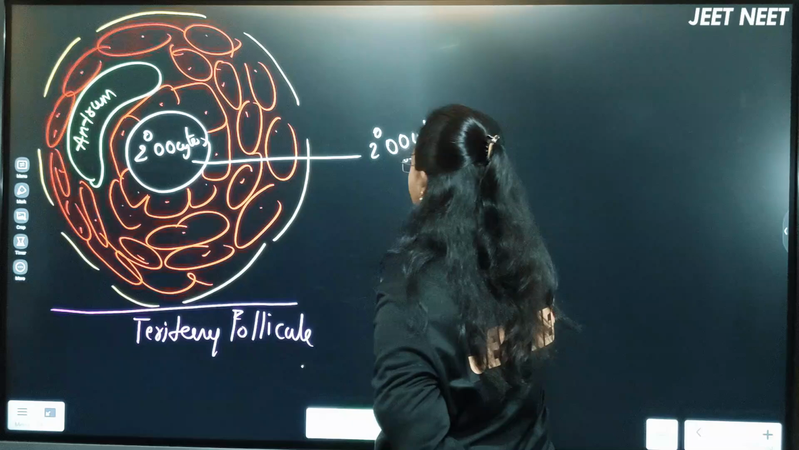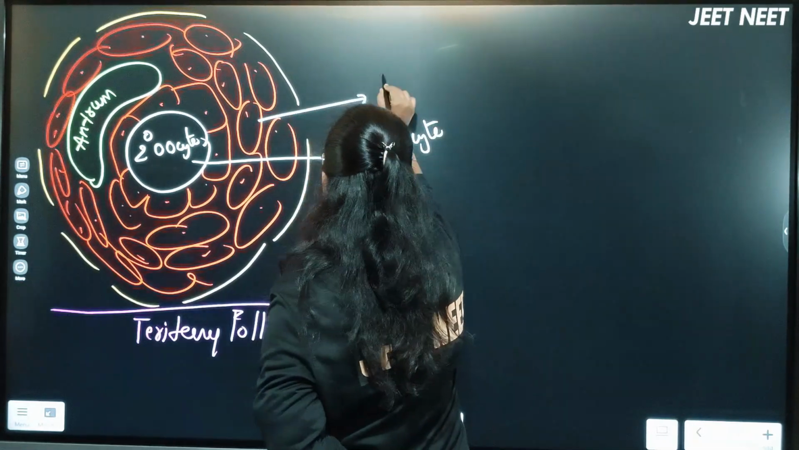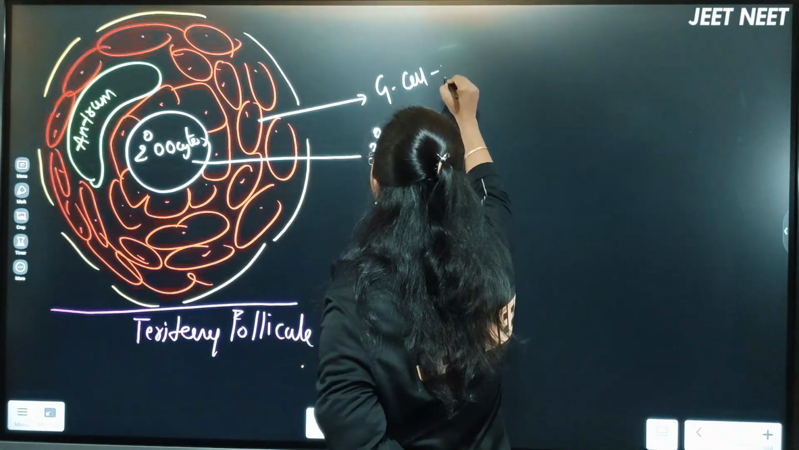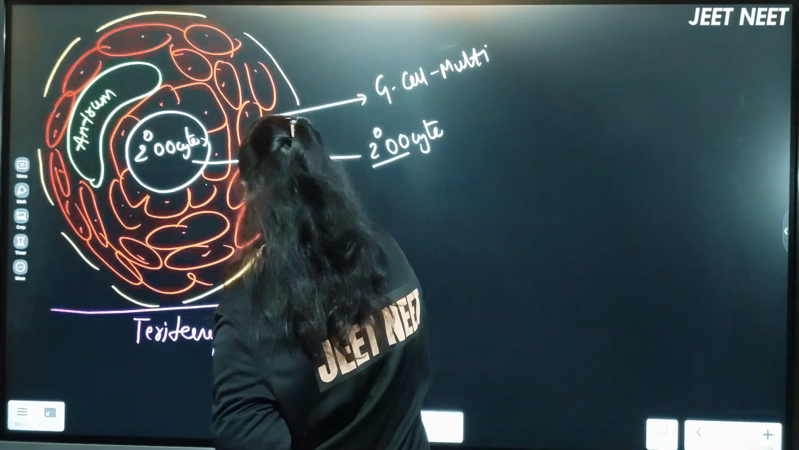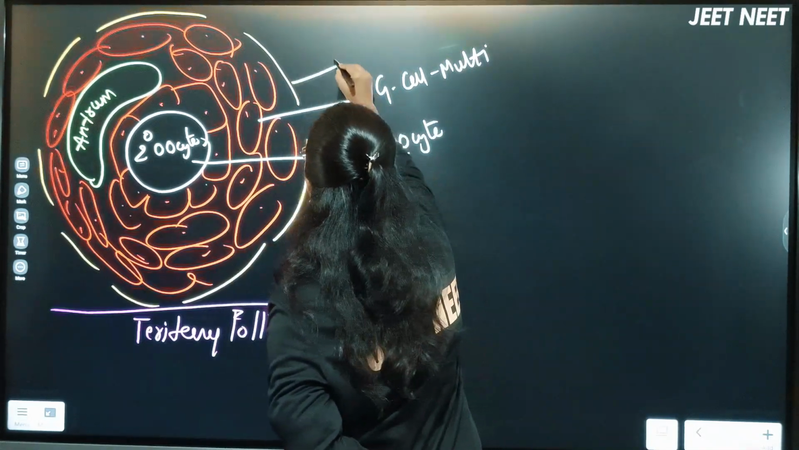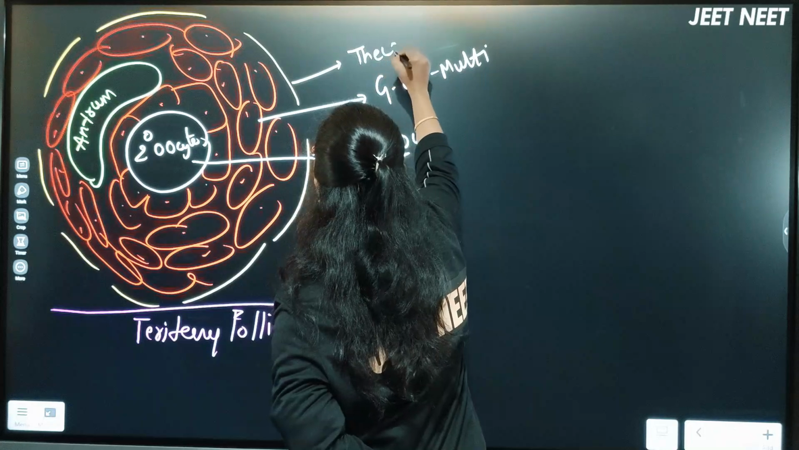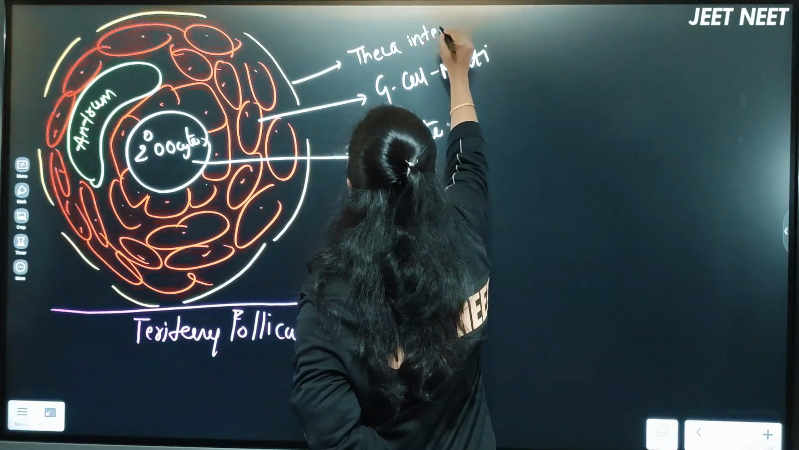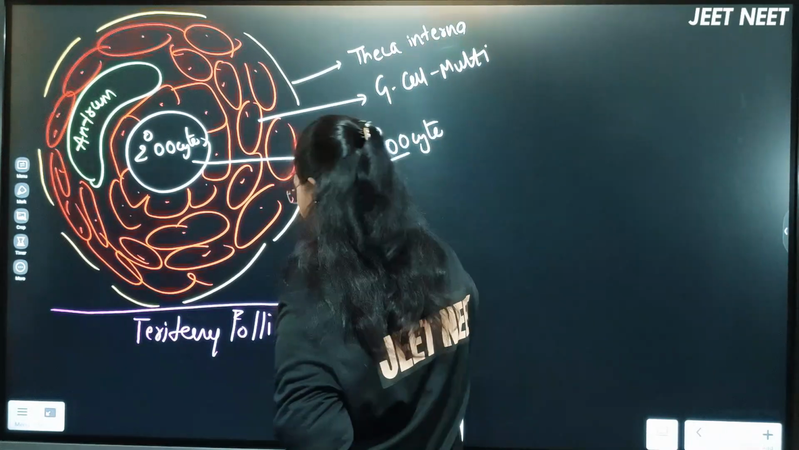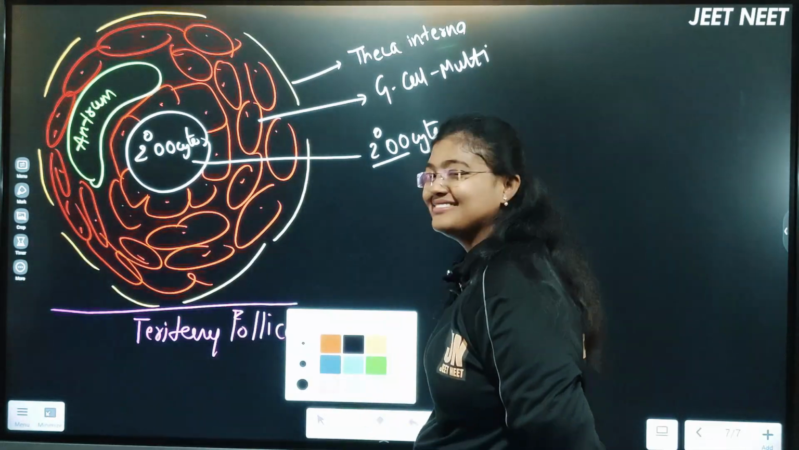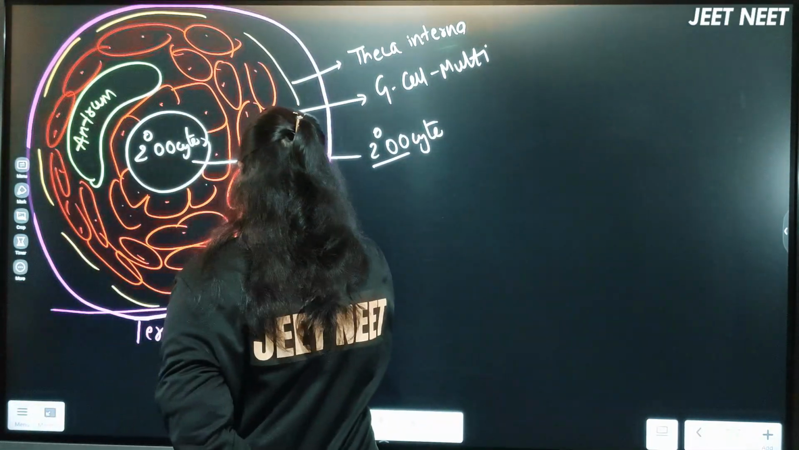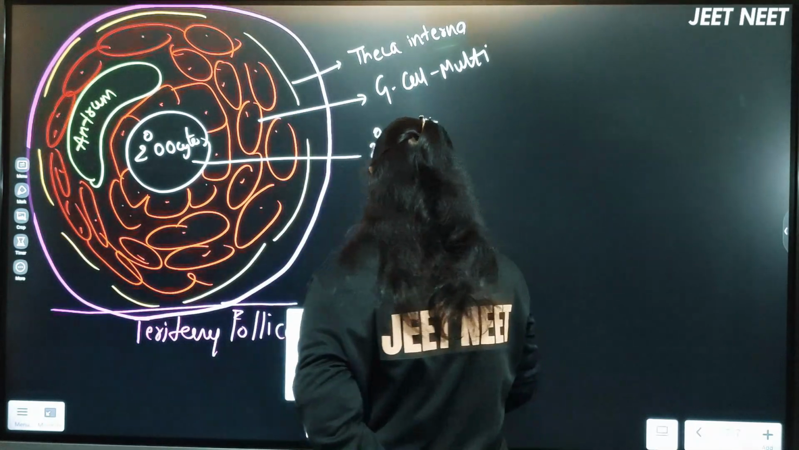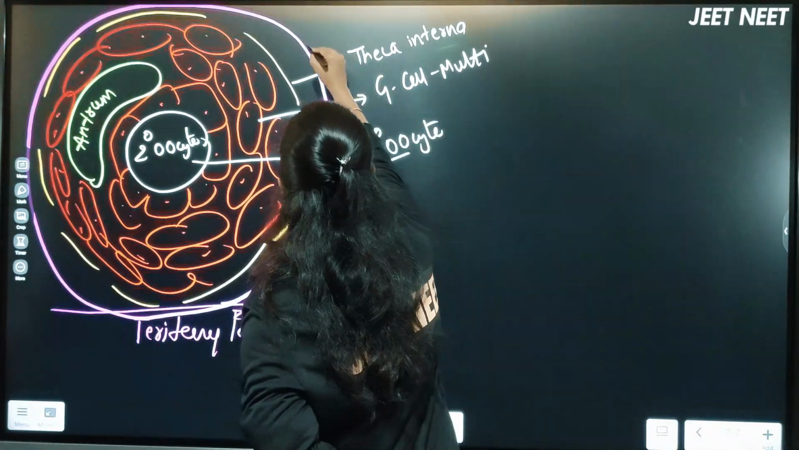Here I should tell one point. It contains granulosa cells, which are multi-layered. It contains the theca interna, right? Oh, theca externa has got deleted. Okay, let me draw it here now. Theca externa, right?